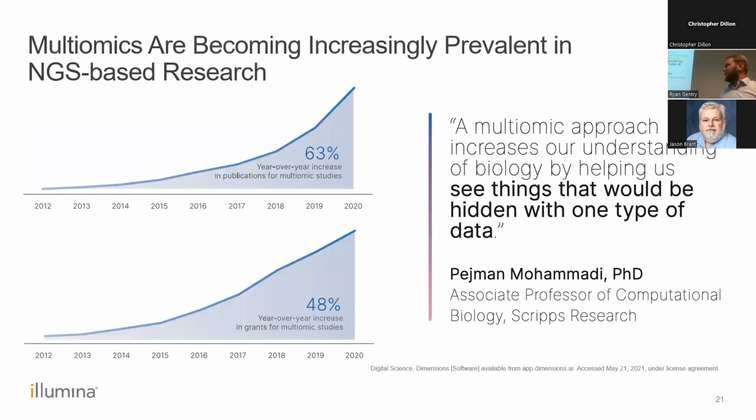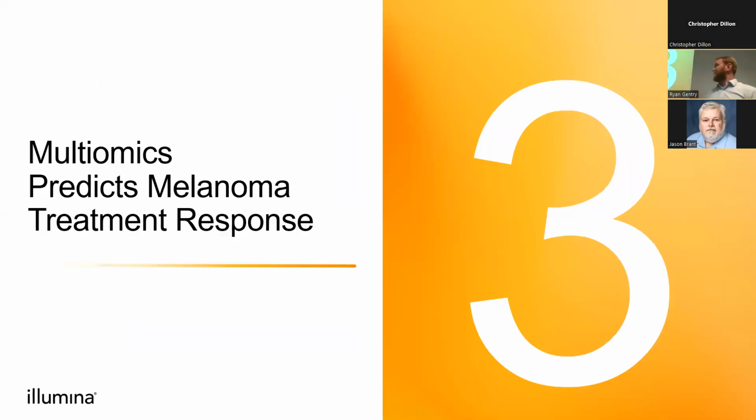This is showing the past couple of years. Up here on the top, you see the year-over-year increase in publications using multiomics, in 63%. That's just growing, and it's going to continue to grow as the assays become easier to perform and the cost of sequencing goes down. Down here, you can see the overall increase in grants for multiomic studies. That increases as well. Obviously, going for grants, we want to get more of those, so more grants are being awarded because of multiomics in their studies.